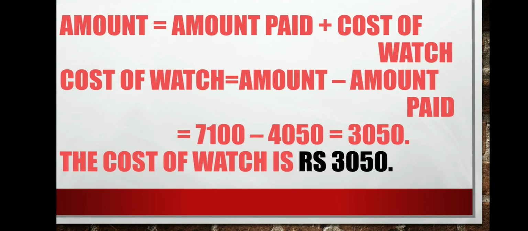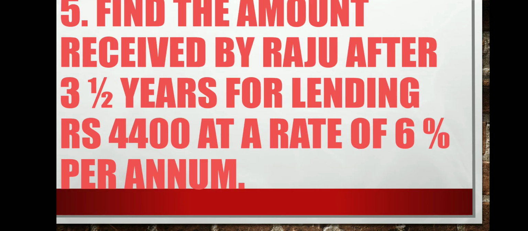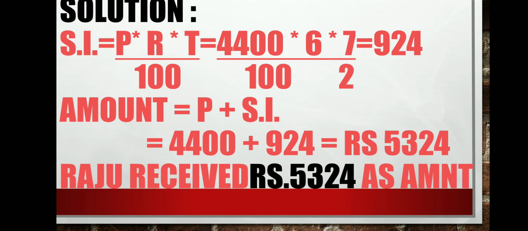Now come to question number 5. Find the amount received by Raju after 3.5 years for lending rupees 4,400 at a rate of 6% per annum. So let us see what the things are given. Time 3.5 years, rate of interest 6, and principal 4,400. What we have to find is the amount. So first of all, we'll find simple interest and then amount. Now let us see the solution.